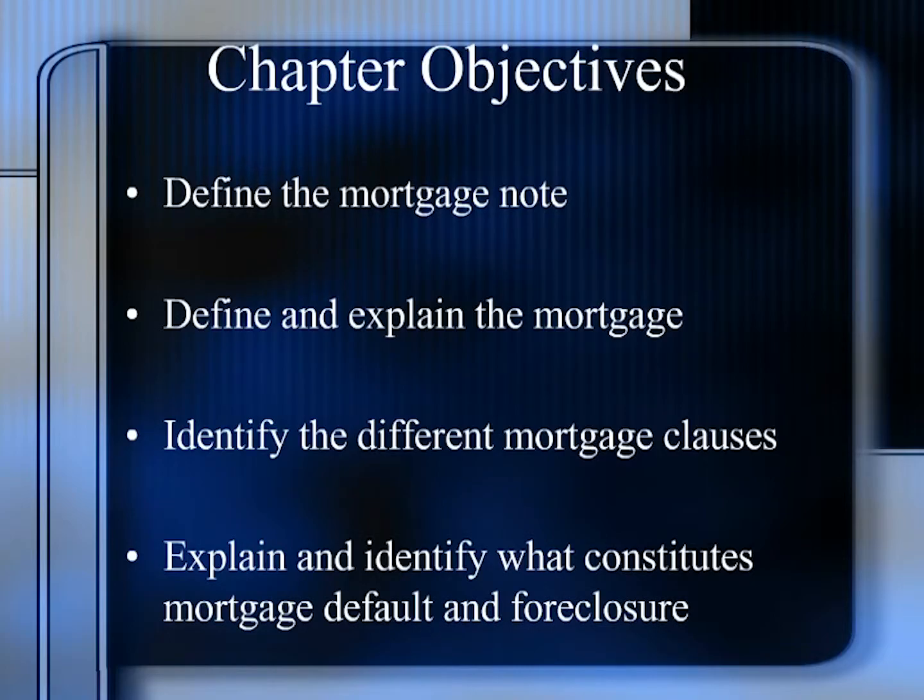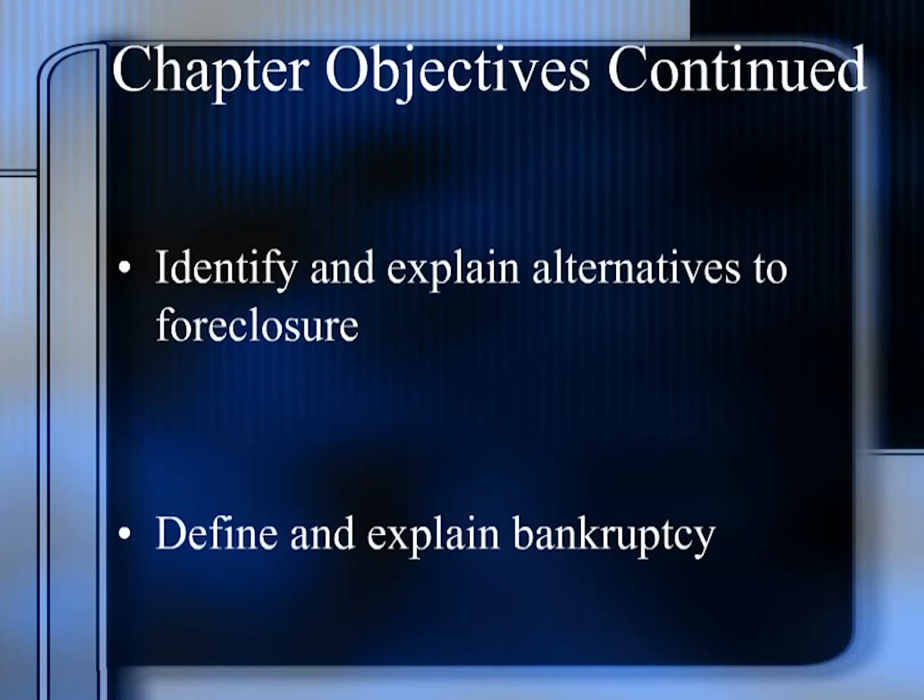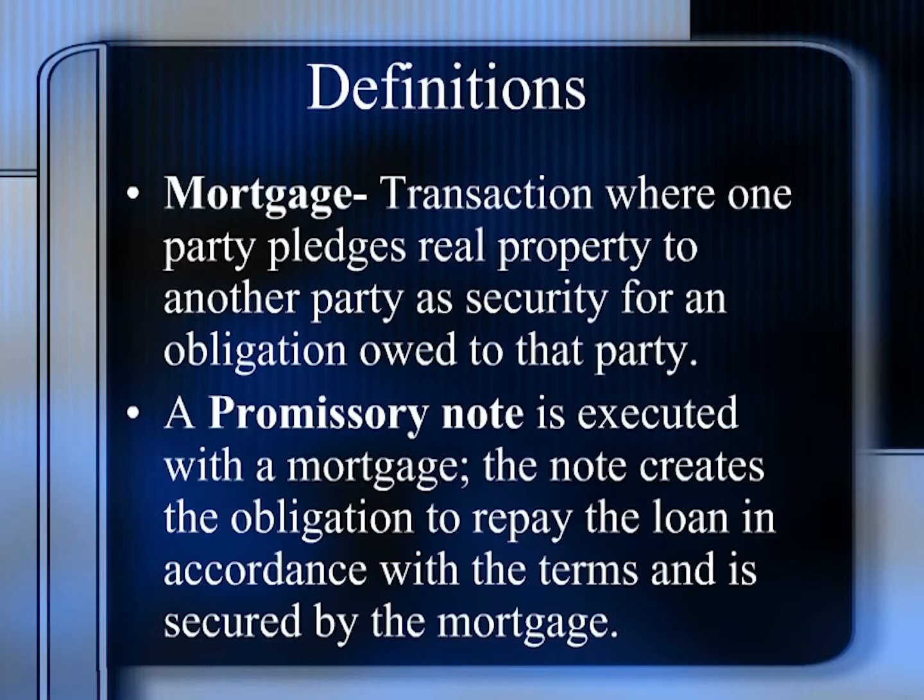The objectives in this chapter are to define a mortgage note, explain and define a mortgage, identify the different mortgage clauses, explain and identify what constitutes a mortgage default and foreclosure, and also to identify and explain alternatives to foreclosure and define and explain bankruptcy. Again, as we'll find in these first couple of chapters especially, we need a lot of definitions to make sure we can get through the rest of the book.